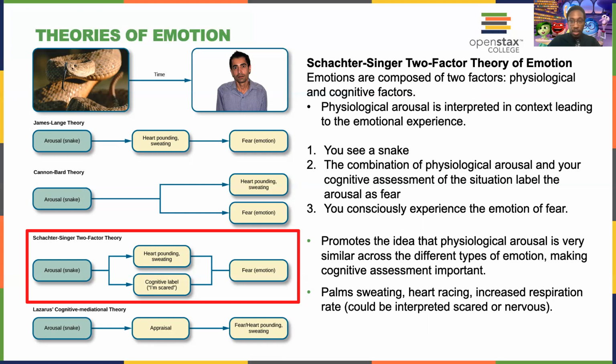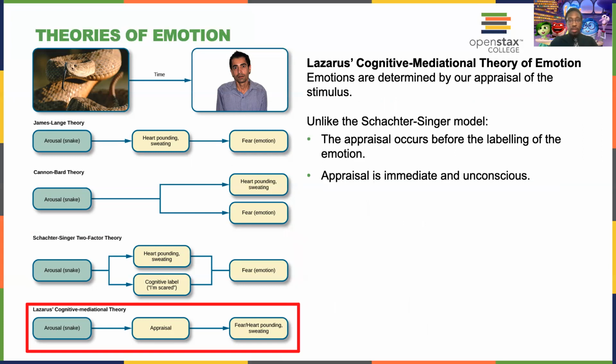And lastly, there is the Lazarus cognitive mediational theory of emotion, which is when emotions are determined solely by our appraisal of the stimulus. So this is more of a common sense approach to what we think would happen when we experience the emotion of fear, for example. So you see a snake and you cognitively realize that it's a snake and that it could hurt you, and then you start experiencing heart pounding or increased respiration.